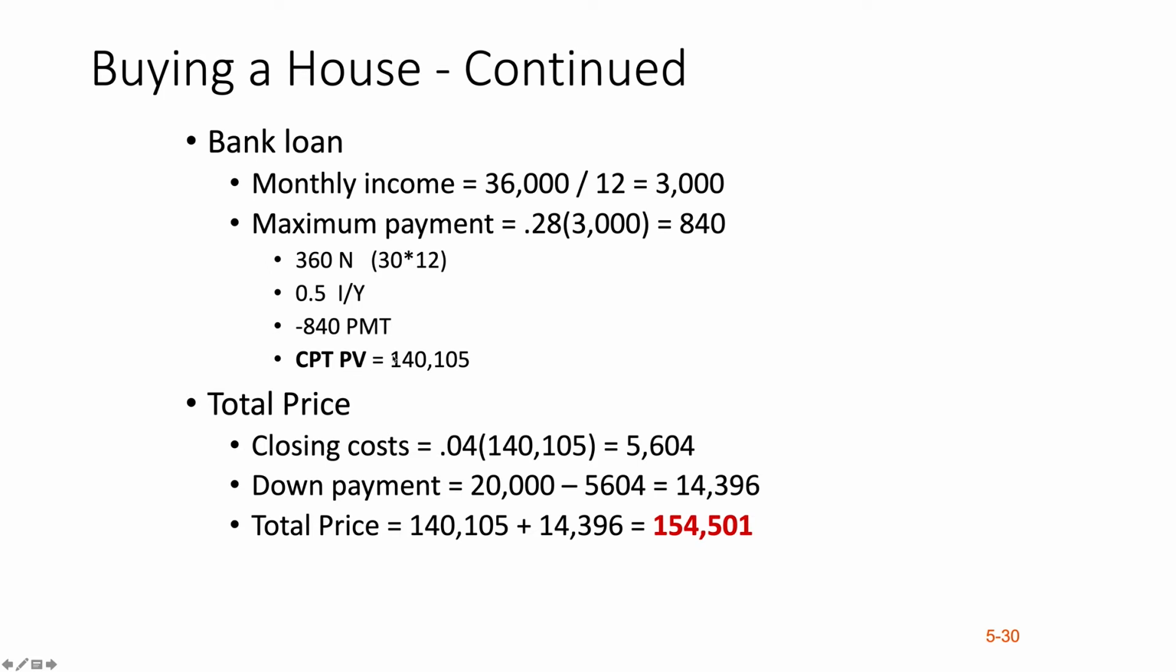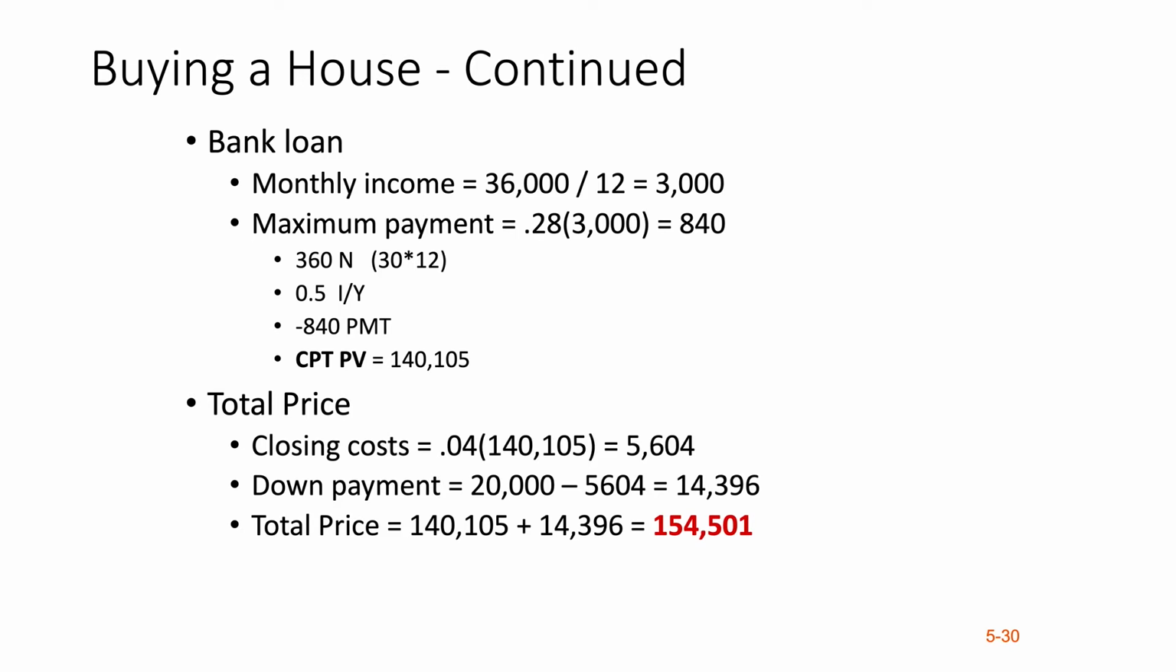If you did not put a negative sign in front of 840, your present value will have a negative sign. Okay? It doesn't matter. It will be sign conversion, the opposite sign. So that one is 140,105. That is the maximum loan amount you can receive. You will be qualified from the bank.